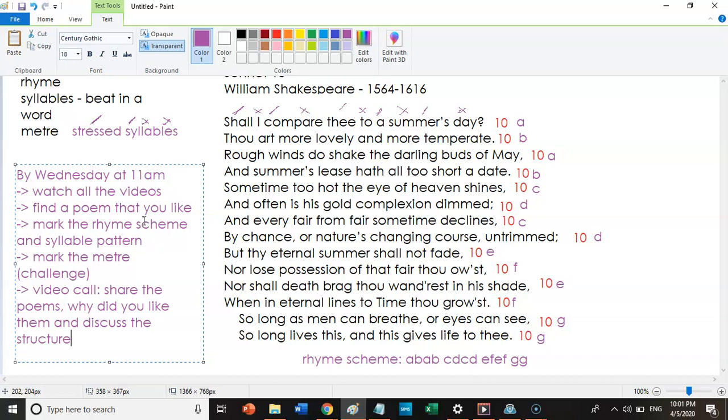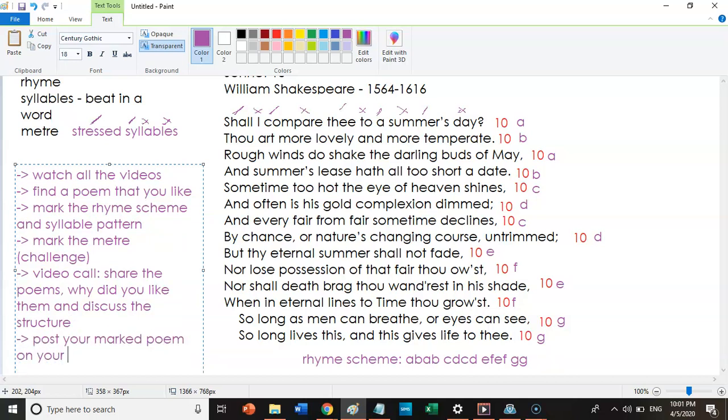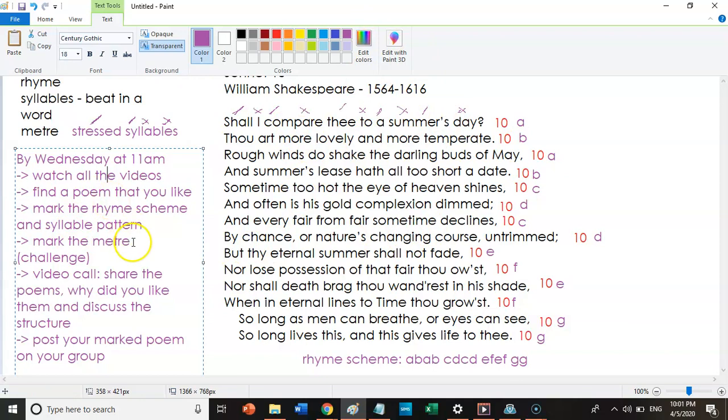And also post your marked poem on your group. So your poem that looks like this, just post the picture of that so that I can check that for you on your group before Wednesday at 11 a.m. Please do let me know if you've got any questions so that I can help. And that's everything. Have fun. Let's do poetry. Yeah.